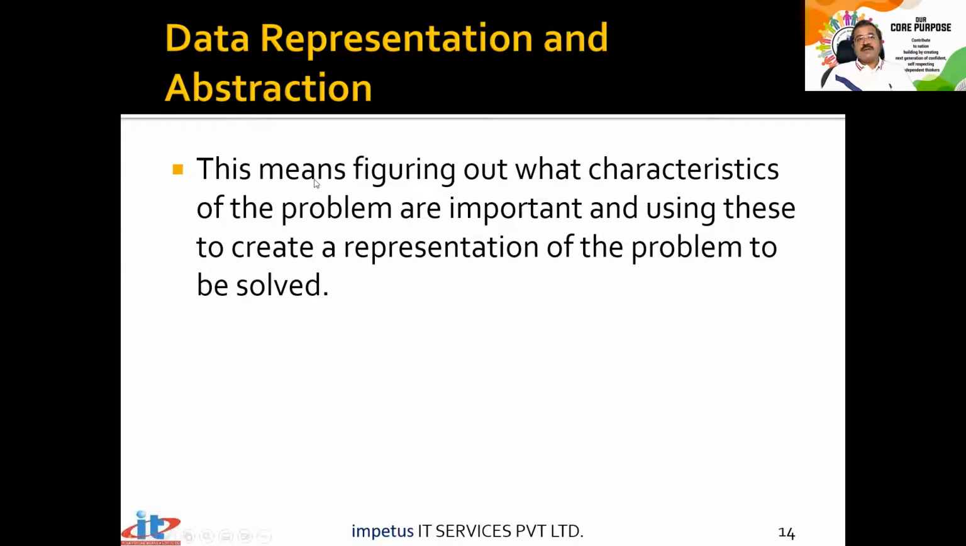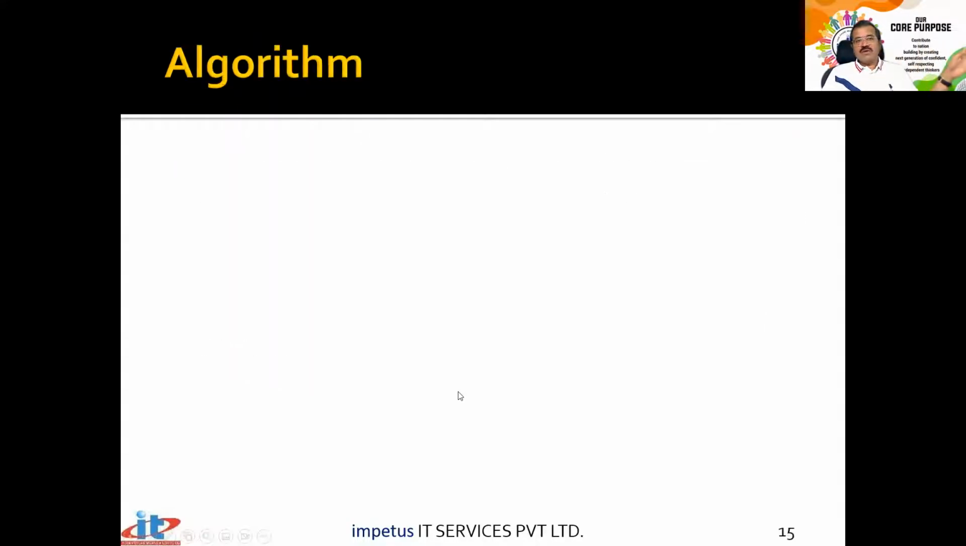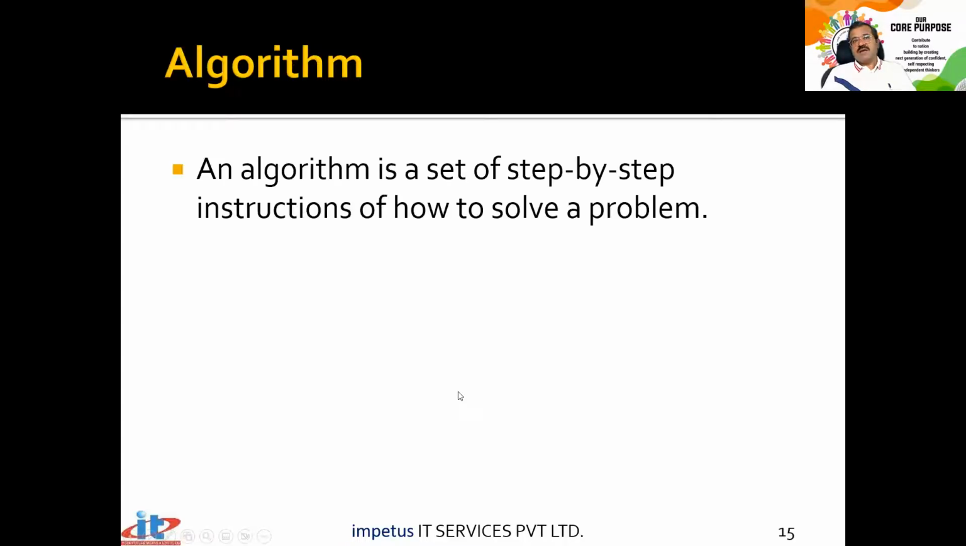Abstraction. Figuring out what characteristics of the problem are important and using this to create a representation of the problem to be solved. So only capture those characteristics, those properties which are relevant, and ignore the rest. Unimportant characteristics can be filtered out and ignored. And the last one is algorithm.